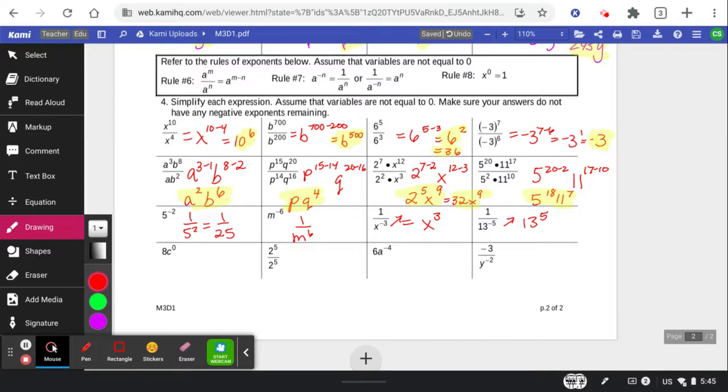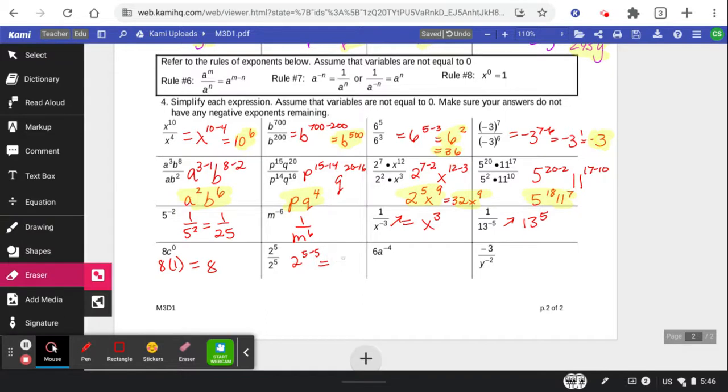Okay, anything to the power of 0 is 1, but there's an 8 in front. 8 times that 1 just gives me 8. 2 to the fifth over 2 to the fifth, 2 to the 5 minus 5, or 2 to the 0, is just 1.